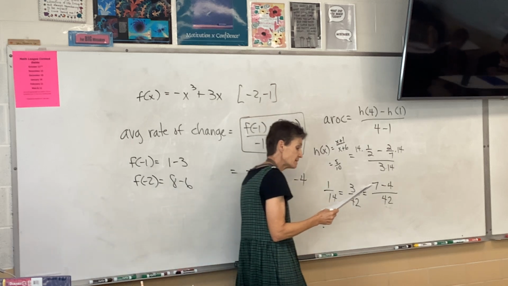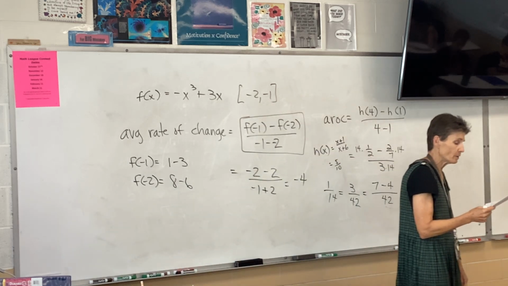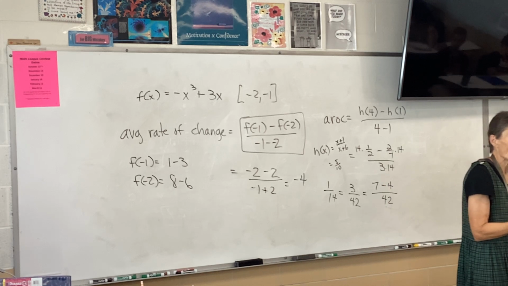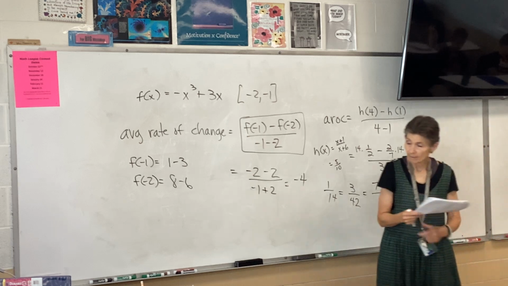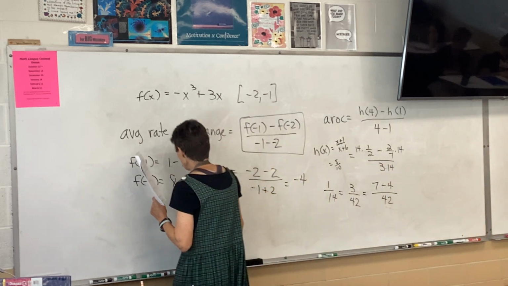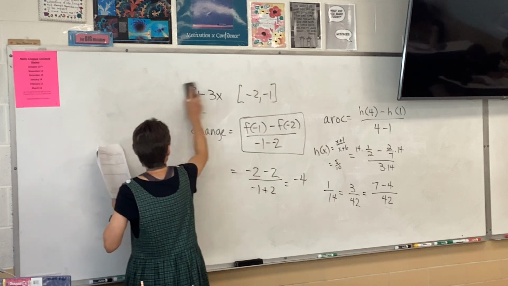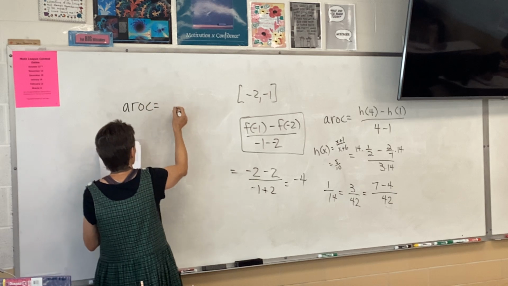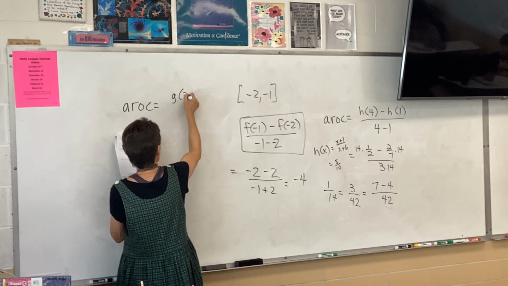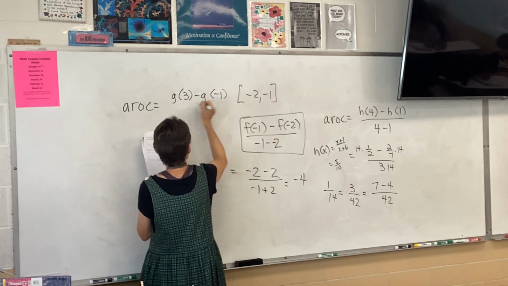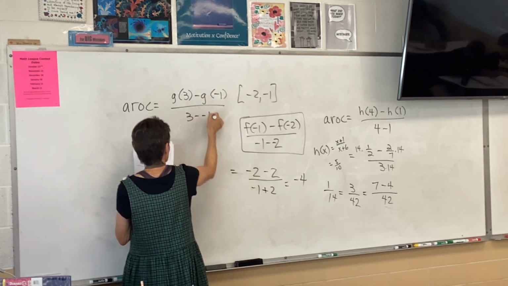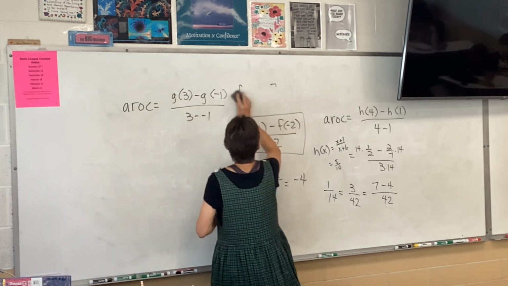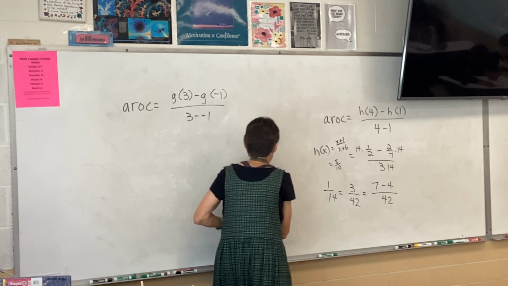Now, try example 2. You are going to do exactly the same thing, but you're doing it from a graph. So go ahead, find your average rate of change, you and your partner. Set it up correctly. So set it up with function notation. So it'll be g of 3 minus g of -1 over 3 minus -1. So that's going to be your setup. Then use your graph to find your y values.